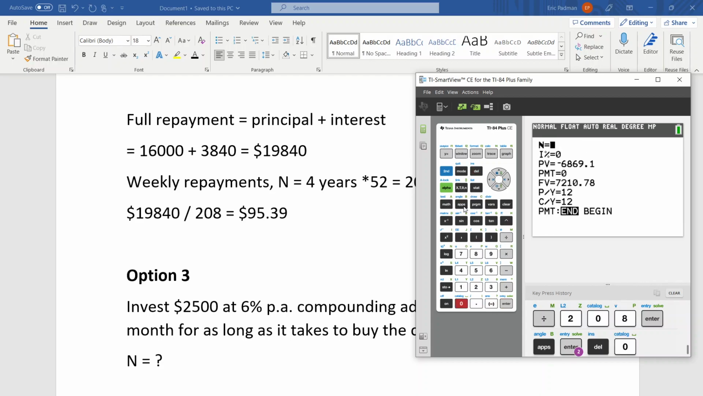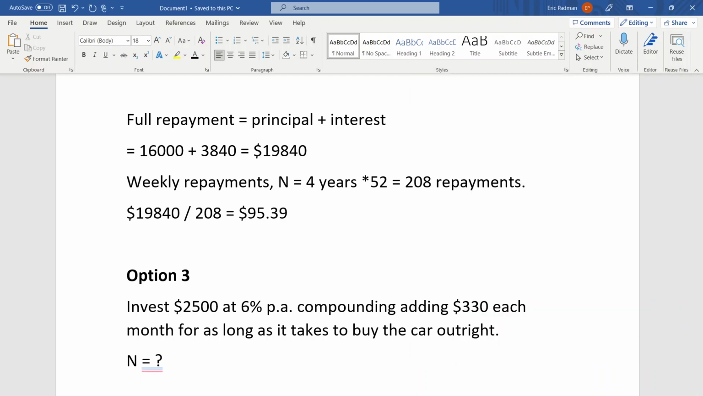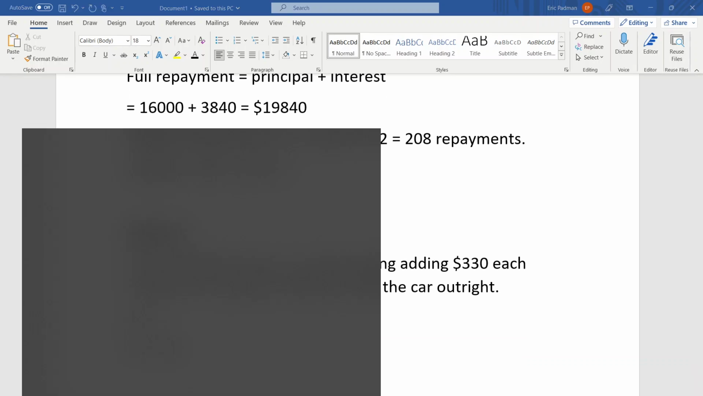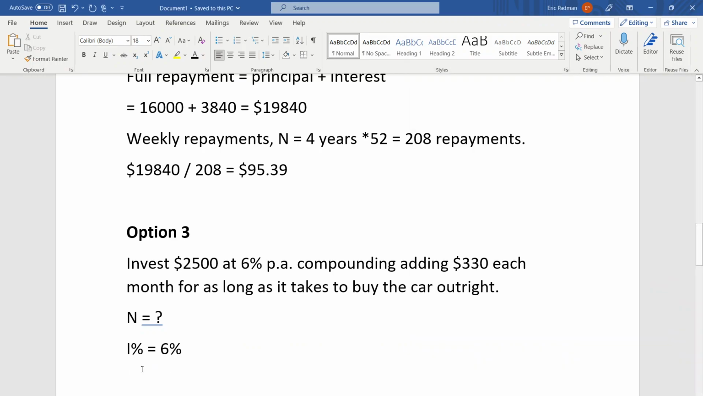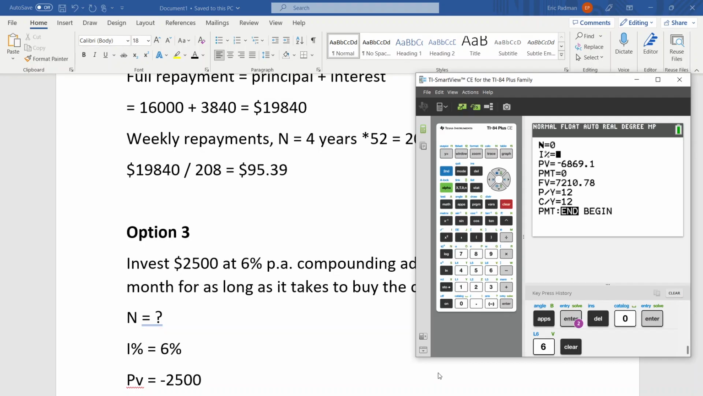Let's delete that because we don't know what that one is. Interest rate, we do. So I percentage equals 6%. So stick that in. What else do we need? Present value. Remember you put that one in as a negative in this calculator application. So we put in negative 2500. Whoops, I put that in the wrong thing. All right, move that across.